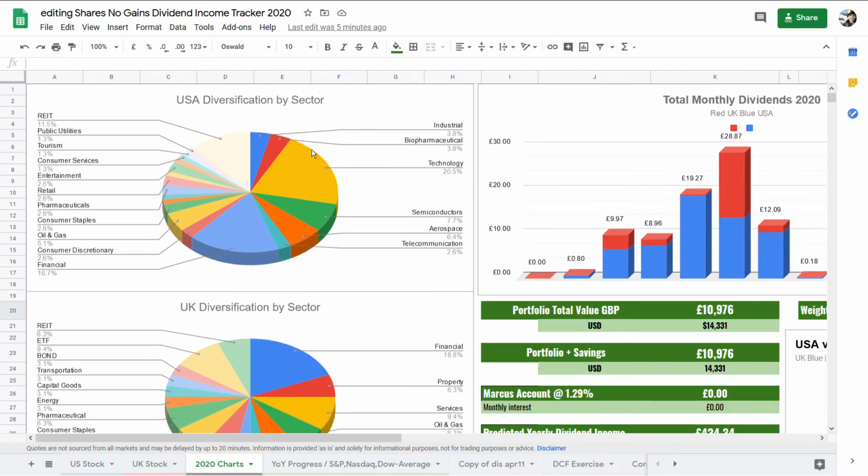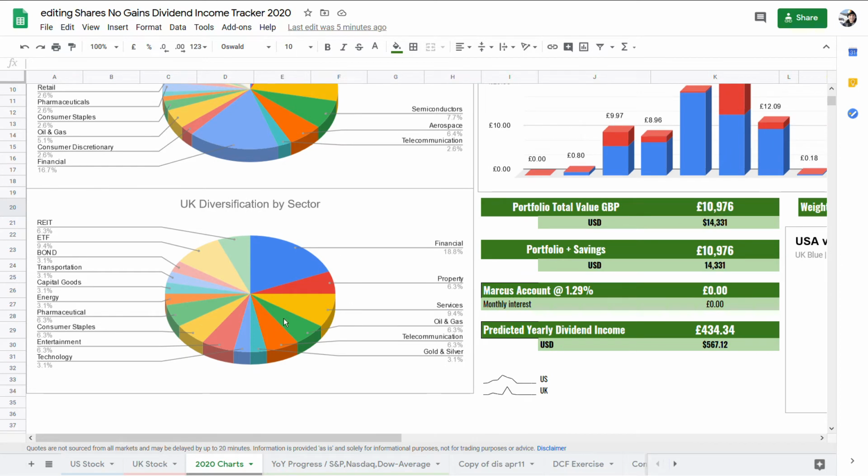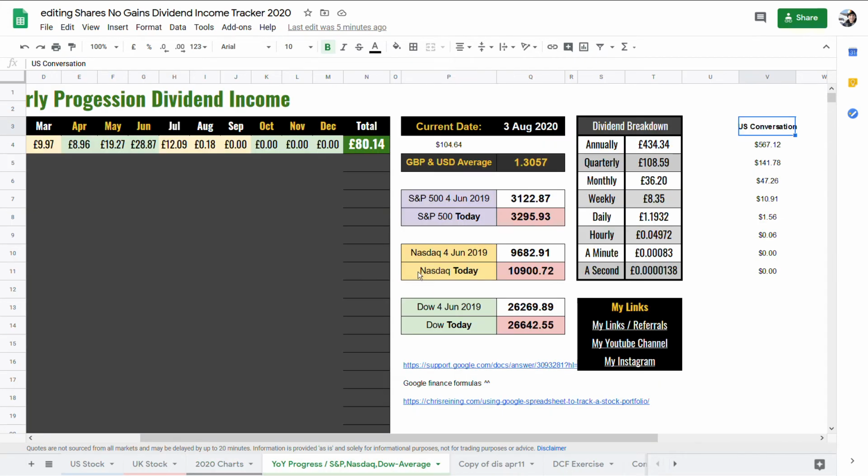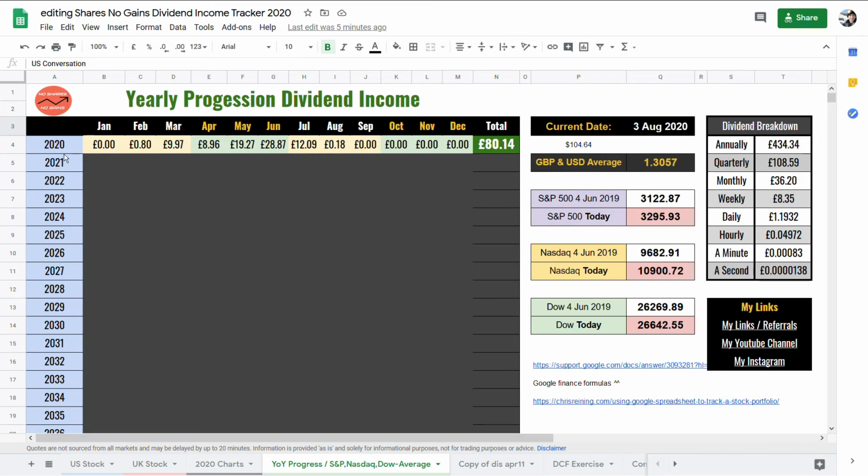And you can see the breakdown by sector, so REITs are 11% of my US portfolio, technology 20%, my biggest, and I have the same breakdown for UK stocks. Okay, so same thing, this goes up to 2050, so I can compare by year. You can see January nothing, that's when I started, changed to Trading 212, and then it's grown, and in total this year £80.14, which is not too bad.